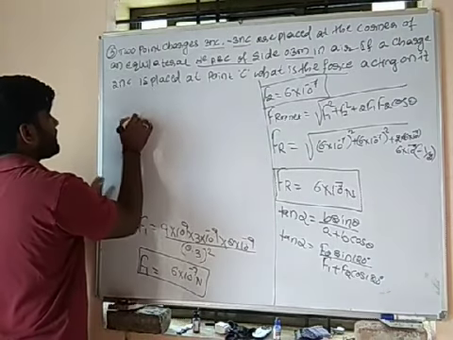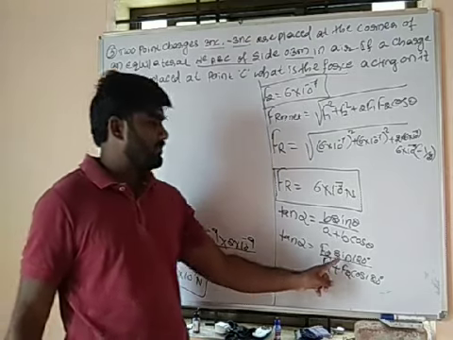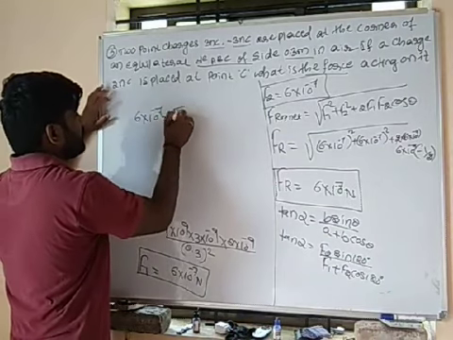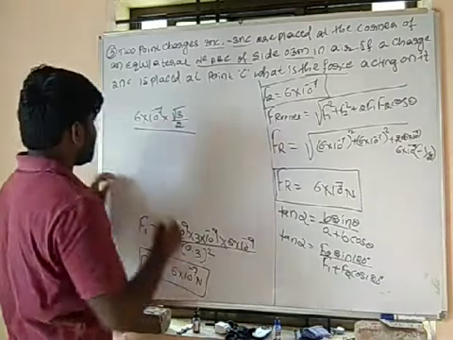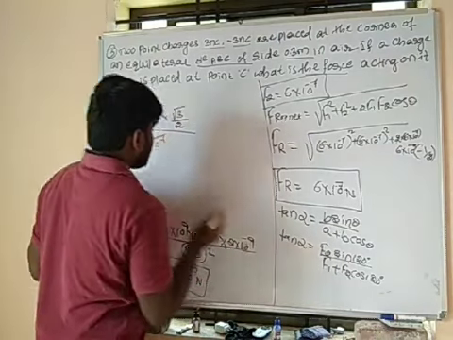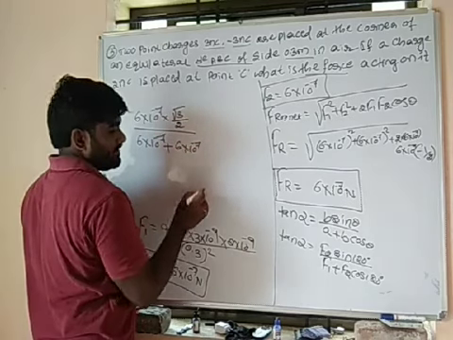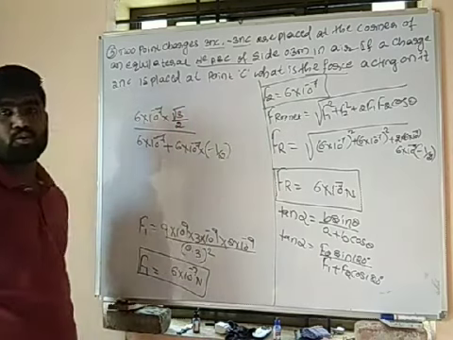F2 will be 6 into 10 to the power minus 7 into sin 120 degree. It will be root 3 by 2, whole divided by F1. Again, it will be 6 into 10 to the power minus 7 F2 plus 6 into 10 to the power minus 7 into minus 1 divided by 2.